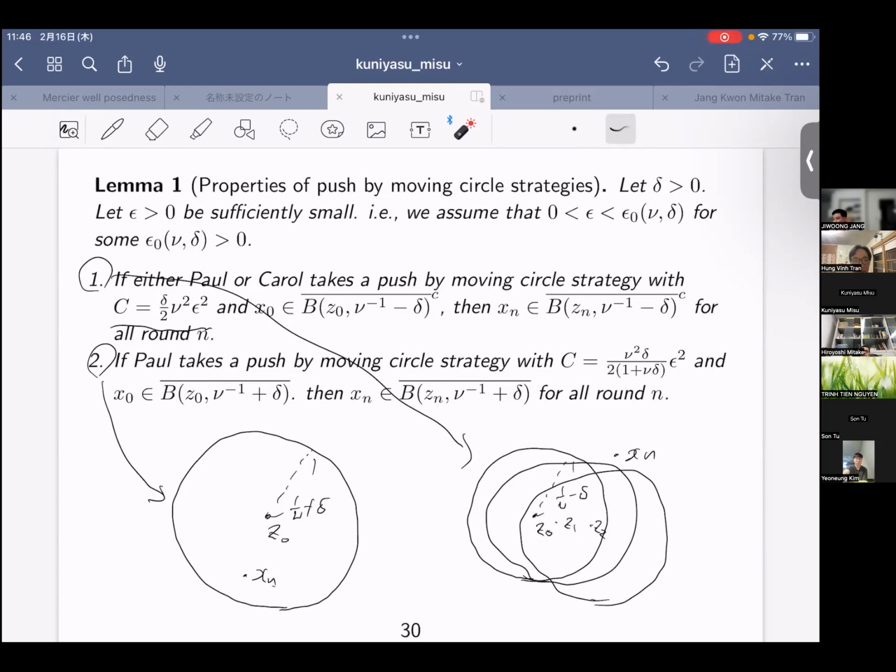On the other hand, if Paul takes a push by moving circle strategy with this maximal speed condition, then he can restrict the game position inside this moving circle.